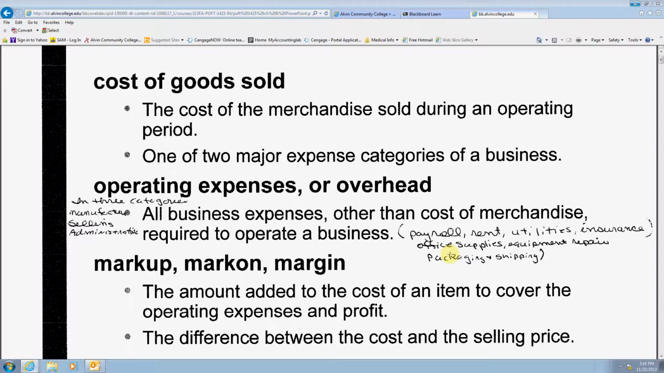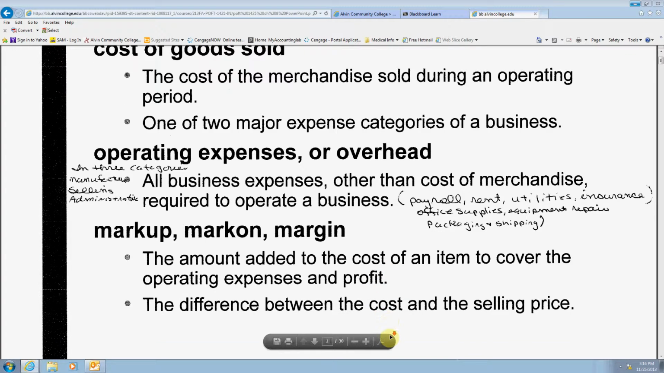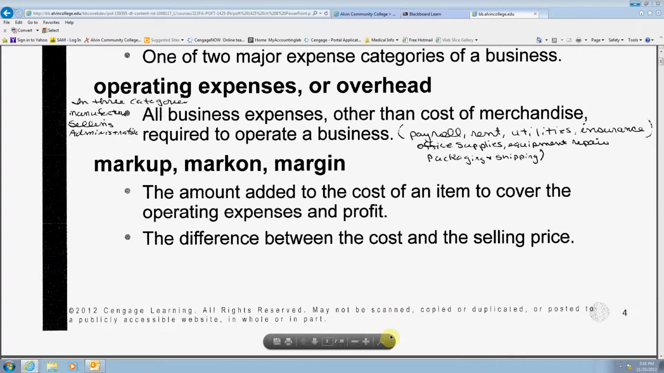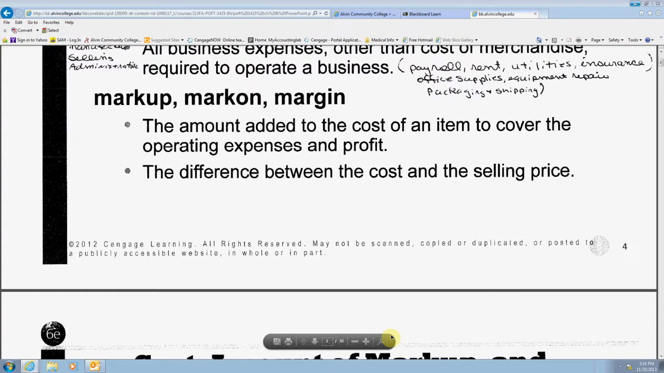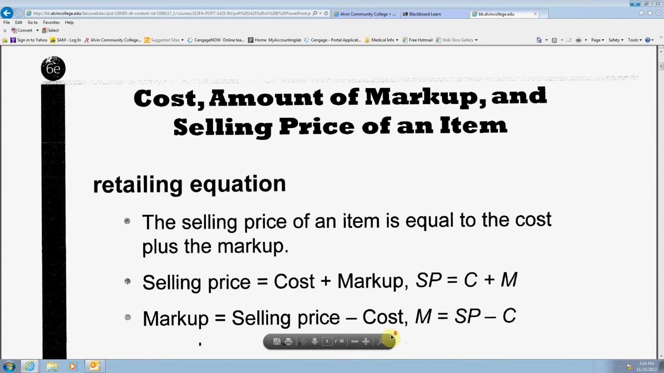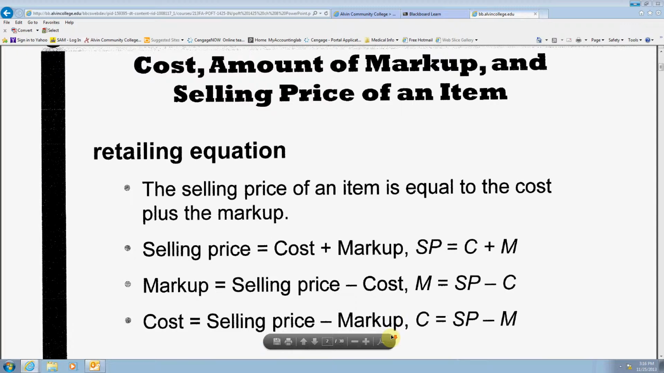We have what we call markup, mark-on, or margins. This is the amount added to the cost of an item to cover the operating expenses and profit. The difference between the cost and the selling price. Cost, amount of markup, and selling price of an item.